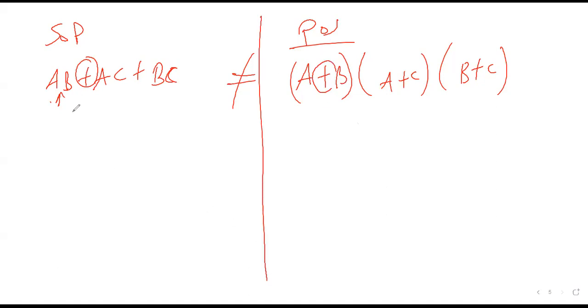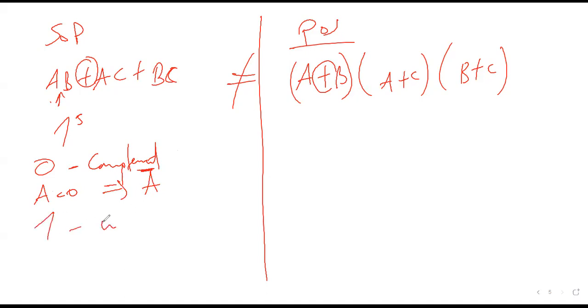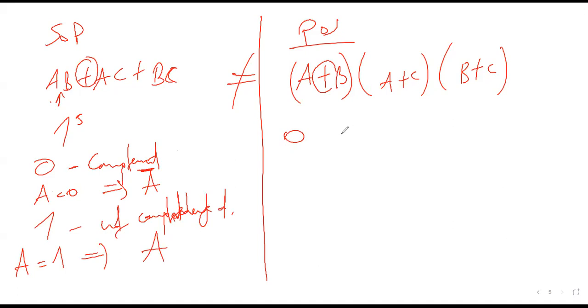How do we get here? You identify the ones for the sum of products. Each value which has a 0 is complemented. When we say it's complemented, it means if A is equal to 0, A is represented as A bar, its complement. 1 is not complemented, it remains as it is. So if A is equal to 1, it stays like this. But this is the opposite here.